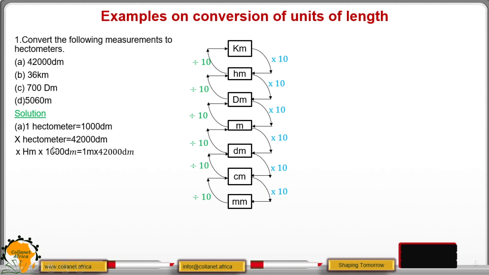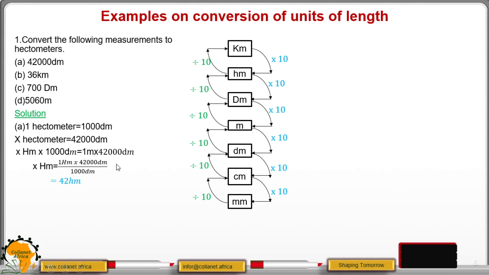When you arrange like this, then you can cross multiply. And when you are cross multiplying, you make sure that the terms with the same unit are on one side. For instance, in our case here, we have hectometer, hectometer. Then on this side, we have decimeter, decimeter. Then we cross multiply x times 1,000, you get this one. Then 1 hectometer times 42,000, you get this one. Then from there, you want to get hectometer, so you divide through by 1,000. Remember, this is supposed to be hectometer. You divide through by 1,000 decimeters, you get that it is 42 hectometers.